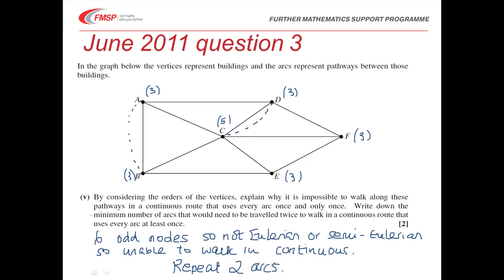So write down the minimum number of arcs that would be needed to be travelled twice to walk a continuous route. So that is that. So 2 marks: 1 mark just for explaining that you had 6 odd nodes, so it couldn't be either Eulerian or semi-Eulerian, and 1 mark for the fact that we had to repeat 2 arcs.